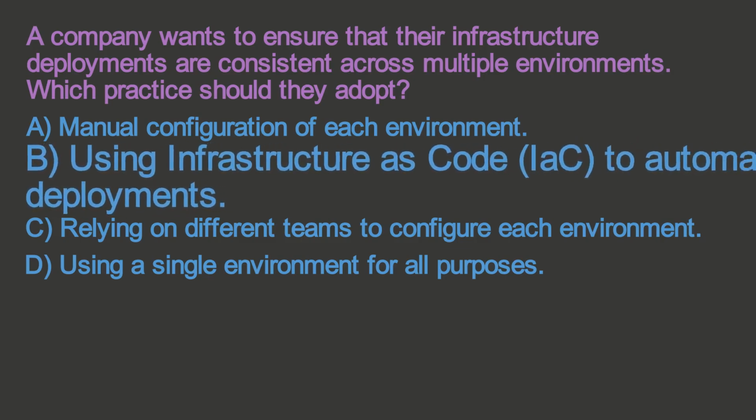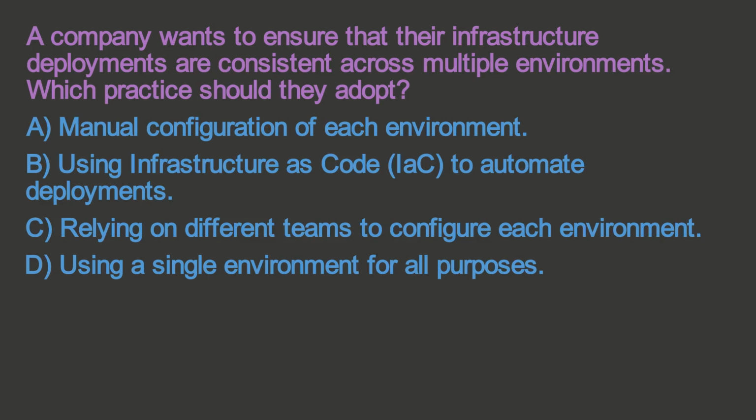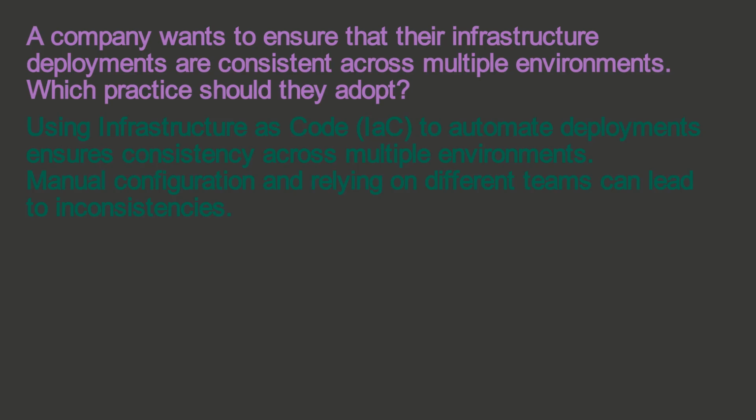The correct answer is B. Using infrastructure as code to automate deployments. Using infrastructure as code, IaC, to automate deployments ensures consistency across multiple environments. Manual configuration and relying on different teams can lead to inconsistencies.